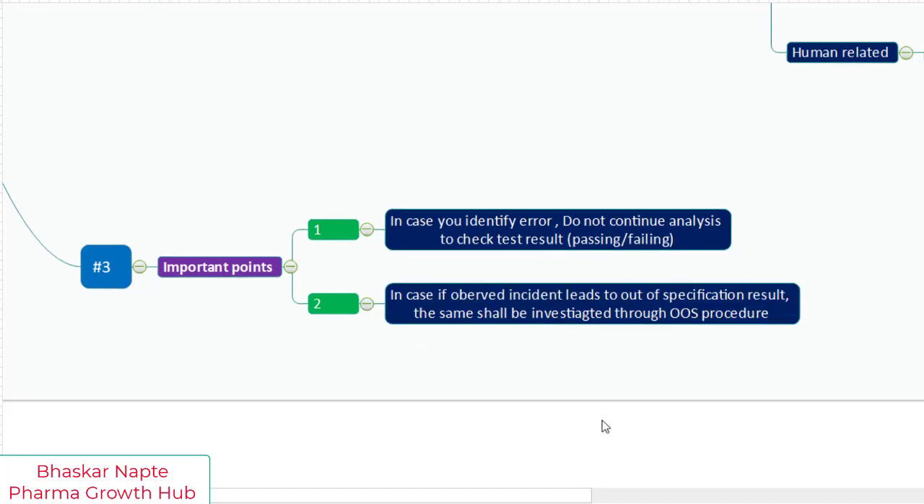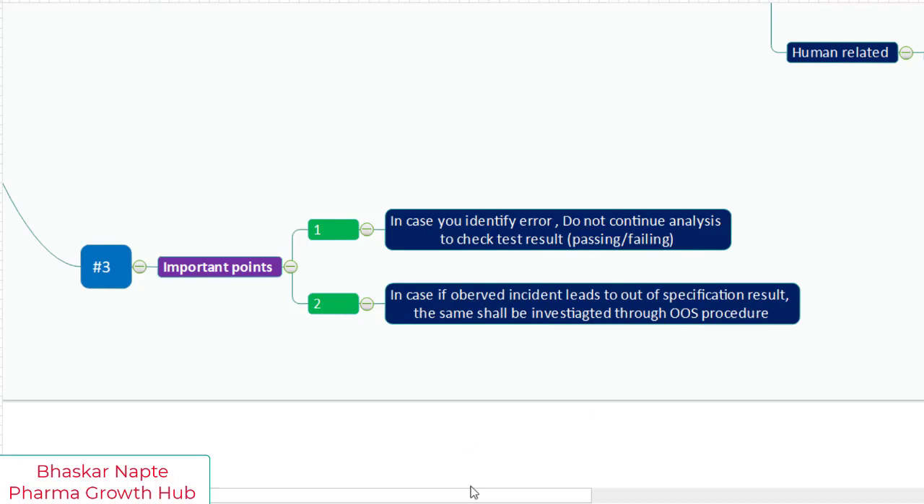The second point is very important. In case an observed incident leads to an out of specification result, the same shall be investigated through the OOS procedure. Now, there is what is called the out of specification procedure, and say you found that your results are really out of specification, but you know this error or this out of specification result has occurred because of wrong dilutions. So you think, if I know the error, let me raise the incident and then repeat the analysis. That is not the correct way. Whenever a complete analysis is done, the result is calculated, and the result is found out of specification, go with the OOS procedure. If the results are found to be out of trend, go with the out of trend procedure and follow that. So it is a very important point.